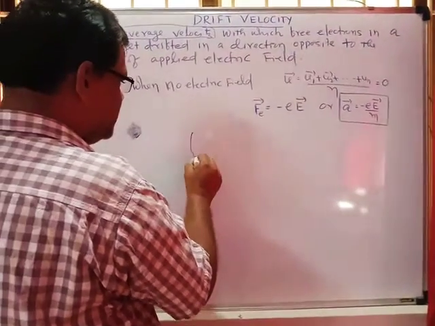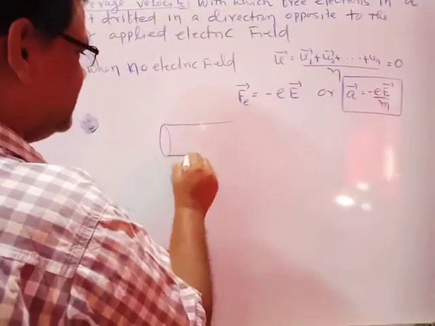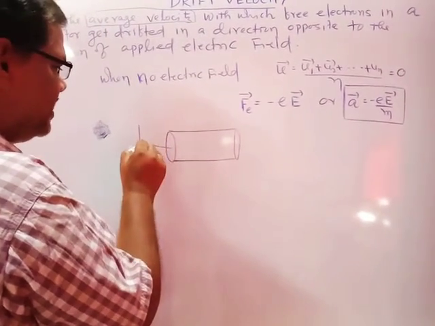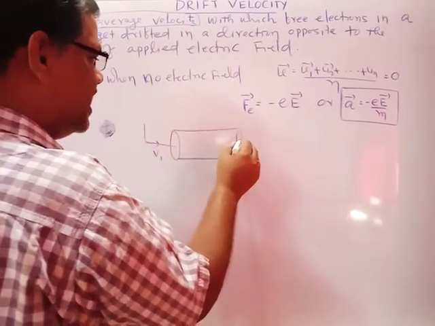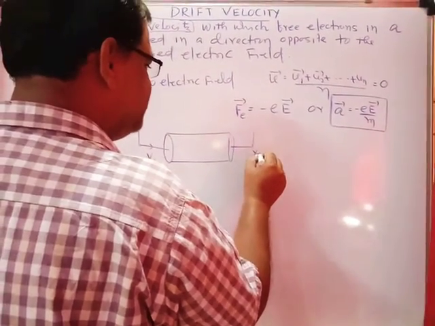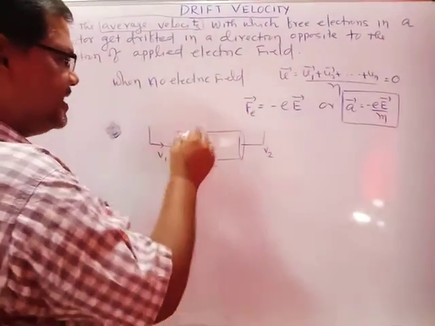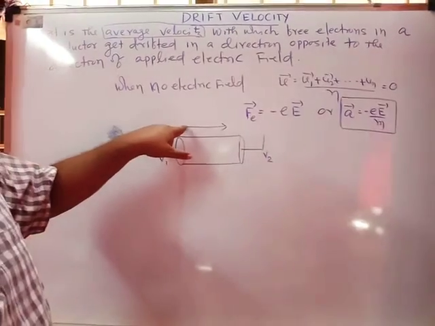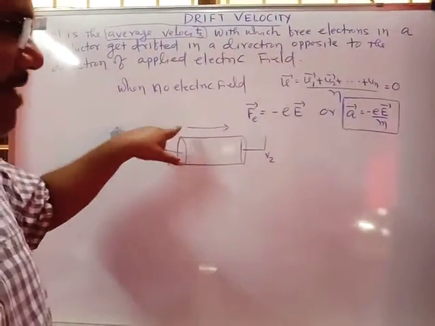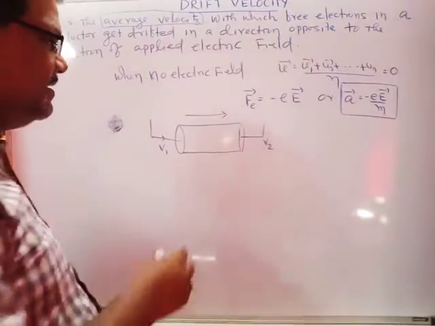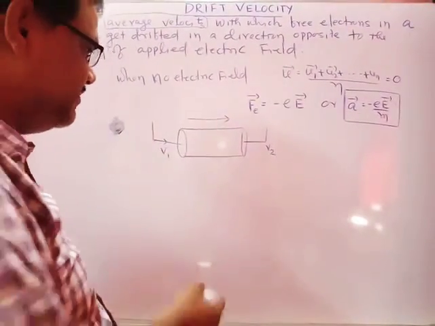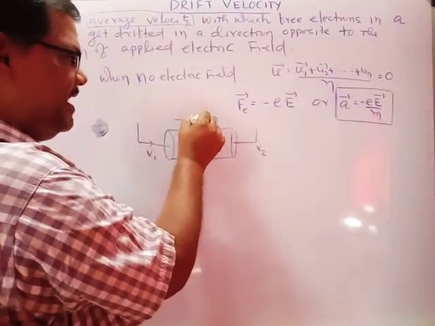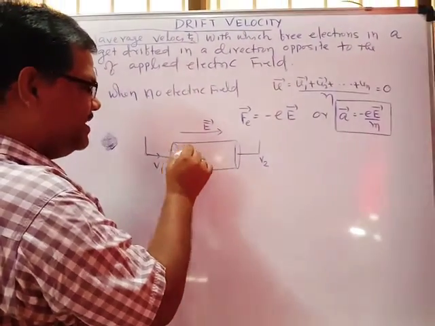Suppose you have taken one conductor here, and a potential difference is maintained. Suppose here we have given the V1 potential, and here we have given the V2 potential. So what happens here? Electric field will be set up along the conductor. As the electrons are negatively charged, the free electrons in the conductor will be drifted opposite to that of the electric field. This is the E field, and they will be drifted along this way.